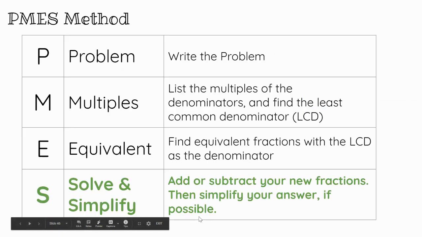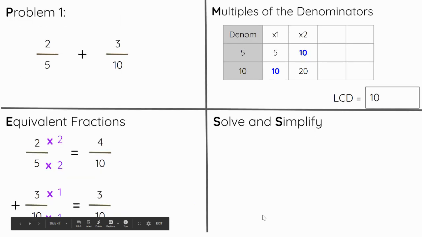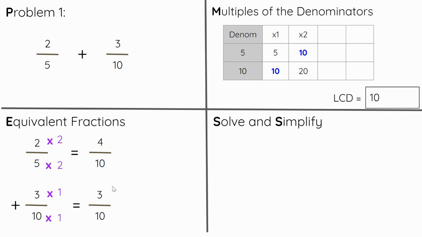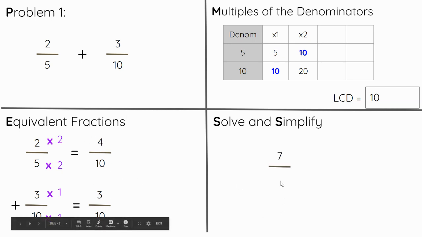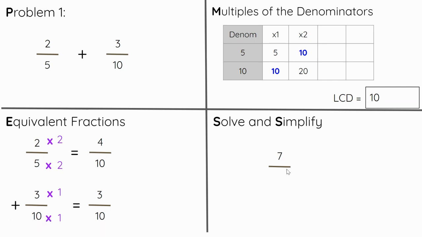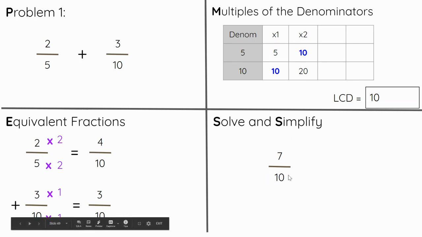So next, we actually have to solve and simplify, meaning we add or subtract our new fractions, which are 4/10 and 3/10, and then simplify our answer if possible. So for 4/10 plus 3/10, first I start by adding my numerators, and 4 plus 3 is 7. But remember, we keep the denominator because when we add fractions, we're not changing the size of the pieces. We're just adding the numerators and then keeping the denominator. So I end up with 7/10. Now I can't simplify 7/10 because 7 and 10 don't have any factors in common other than 1, so 7/10 is my final answer.